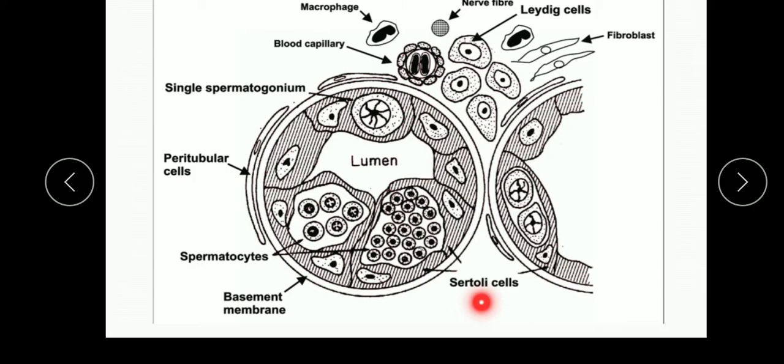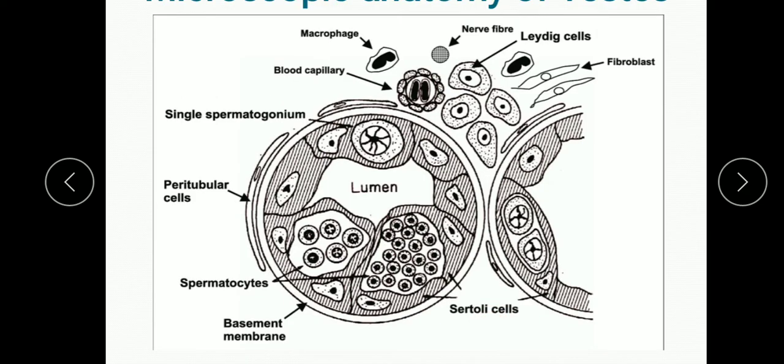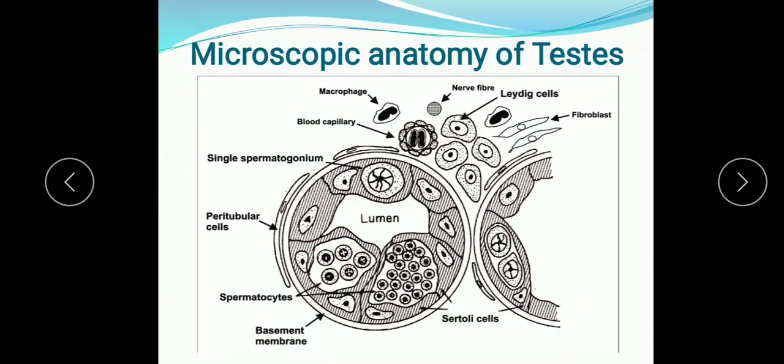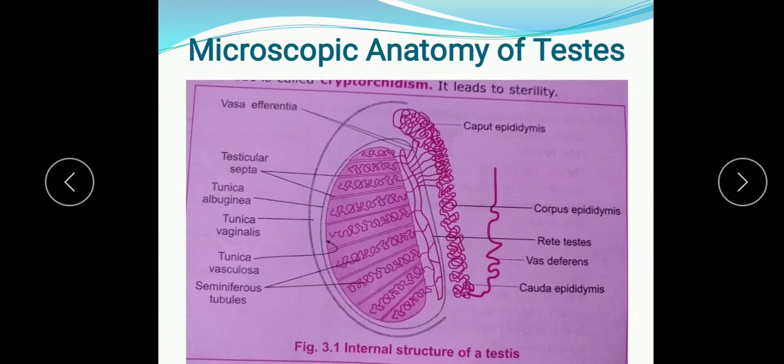That is why they are named the nurse cells, and they are phagocytotic. They phagocytize the dead or injured cells. Sertoli cells also produce an important hormone, inhibin, which checks the overactivity of the testosterone. And these Sertoli cells also produce estrogen, the female hormone, but in very small, trace amounts. So this is the internal structure, transverse section of the testes, showing the seminiferous tubule.